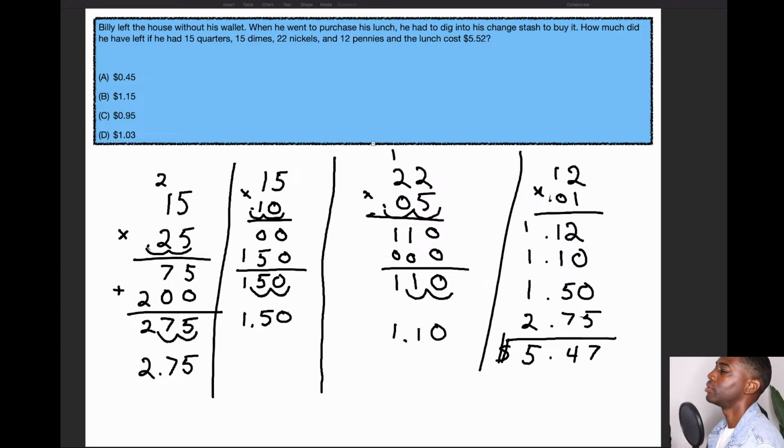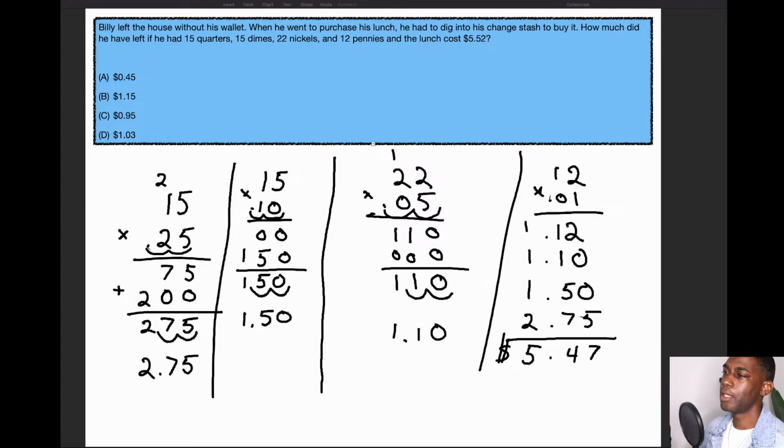22 nickels at 5 cents a piece. Let's see if my math is incorrect. So 2 times 5 is 10. Carry the 1. 5 times 2 again is 10. We got 11. Boom, boom. $1.10. All right. Dimes, $1.50. Quarters, 5 times 5 is 25.